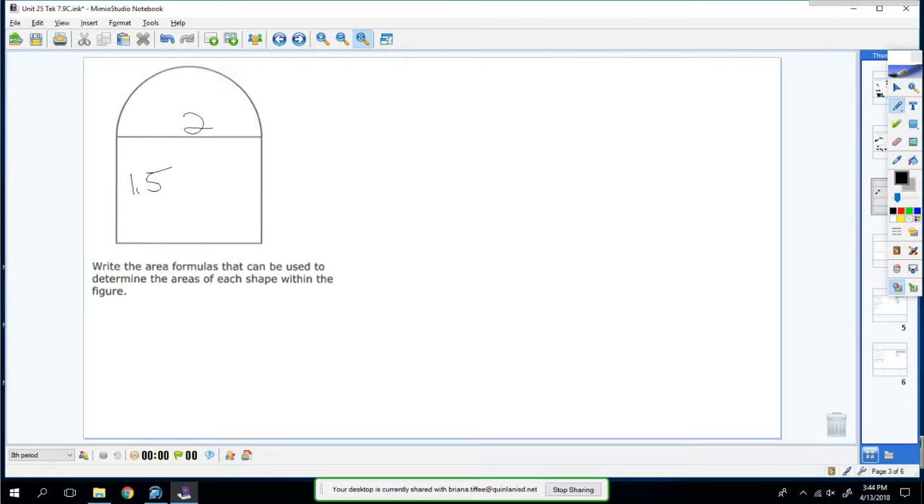Now it says, write the area formulas I'm going to use to determine the areas of each shape within the figure.